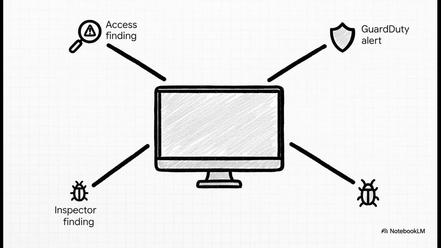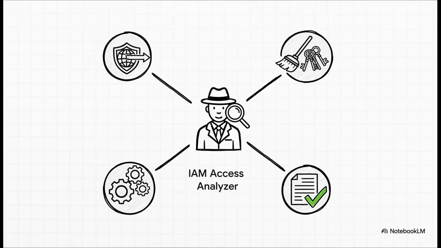This means its findings don't just live on their own little island. Nope, they show up right alongside alerts from GuardDuty, from Inspector, and from your other security services. This gives your security team that single pane of glass they need to see and manage your entire AWS security posture. So let's wrap it all up.